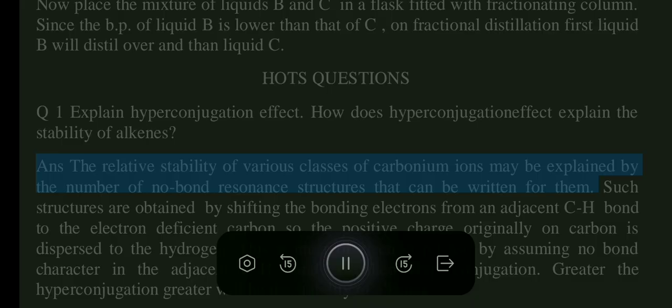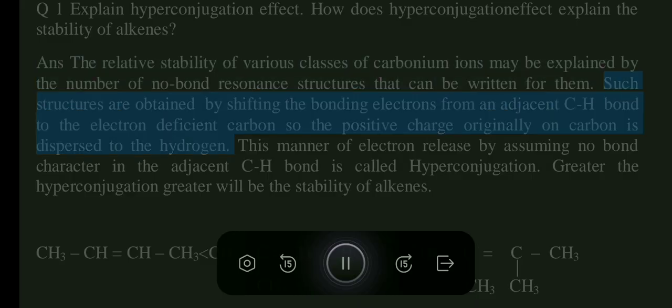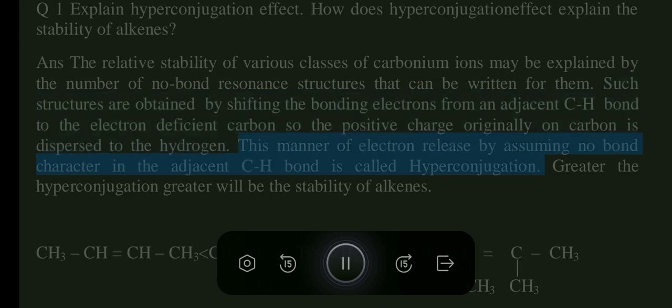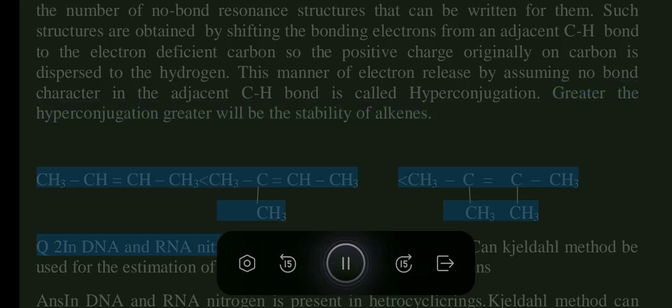HOTS questions. Q1. Explain hyperconjugation effect. How does hyperconjugation effect explain the stability of alkenes? Answer. The relative stability of various classes of carbonium ions may be explained by the number of no-bond resonance structures that can be written for them. Such structures are obtained by shifting the bonding electrons from an adjacent C–H bond to the electron-deficient carbon, so the positive charge originally on carbon is dispersed to the hydrogen. This manner of electron release by assuming no-bond character in the adjacent C–H bond is called hyperconjugation. Greater the hyperconjugation, greater will be the stability of alkenes.